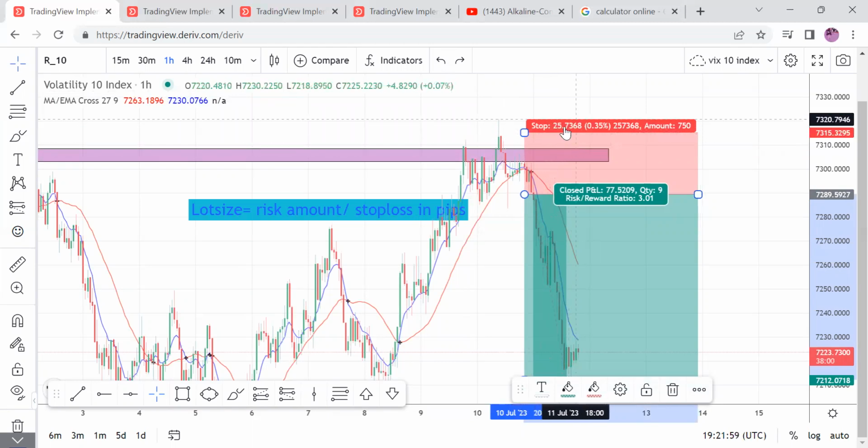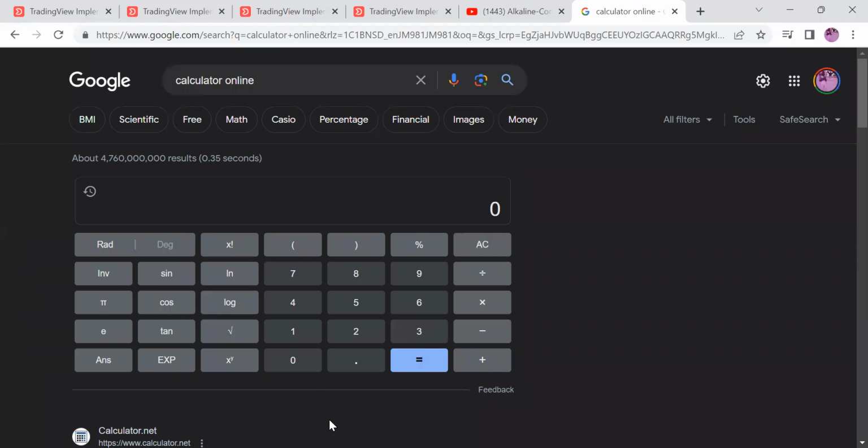So in order for us to calculate the lot size, we must divide our risk amount, and that would be any amount that we intend to risk on a single trade. Right? So let's say we want to risk $100 on this trade. So it would be 100 divided by this value. Let's go ahead and do a quick calculation and see what lot size we would get.